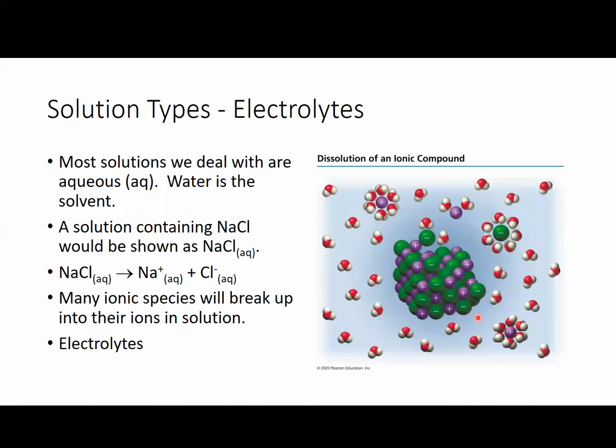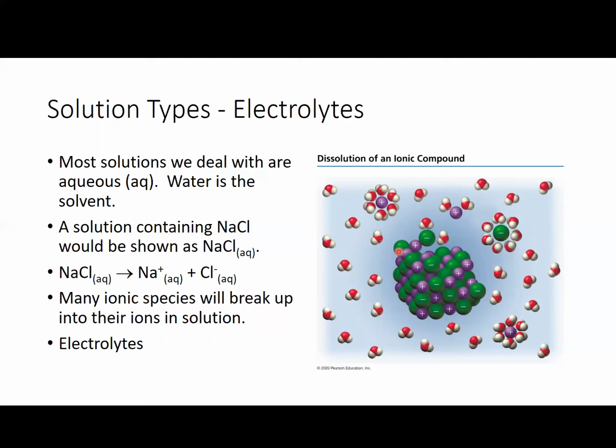Lots of different types of solutions exist. This is a very common one, the electrolytic kind. Most solutions that we deal with are made with water. It's a solvent, we've got a lot of it, so you make a lot of solutions with it. A solution that contains sodium chloride would be shown as sodium chloride with a little AQ after it, which stands for aqueous. And when sodium chloride is aqueous and goes into water, it doesn't exist as sodium chloride anymore. It exists as separated sodium and chloride ions.